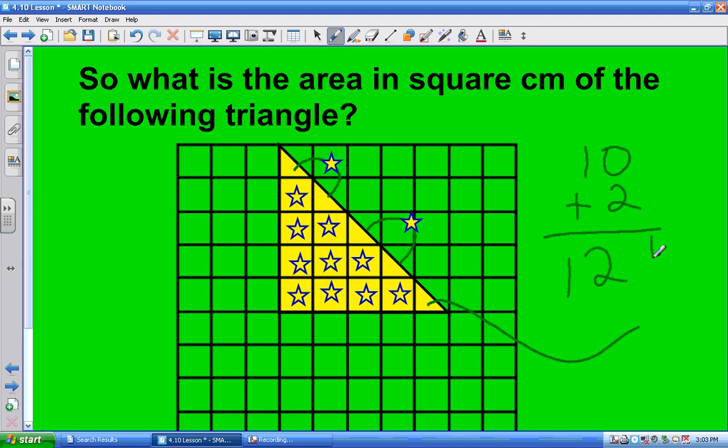And this one right here is a half. So my estimate for the area of this triangle is 12 and a half square centimeters. We got it exactly right. I think we did do exactly right, because this one works out that way. But they're not always going to be that pretty.